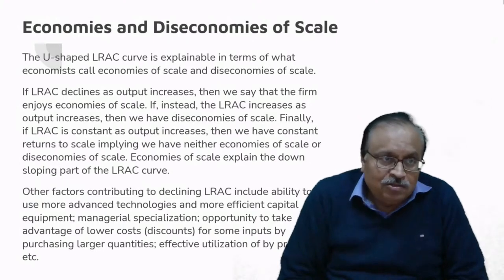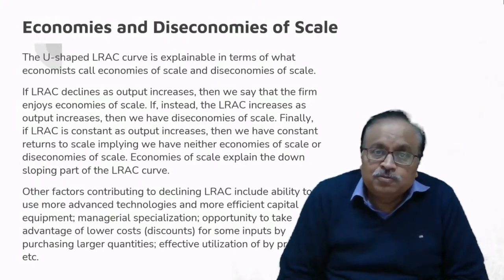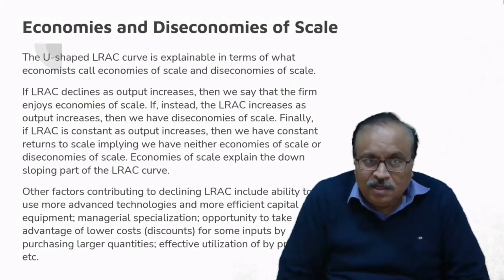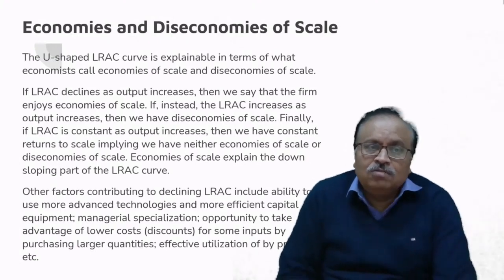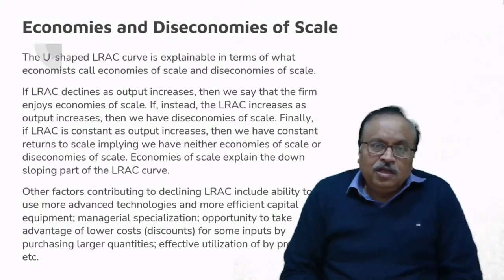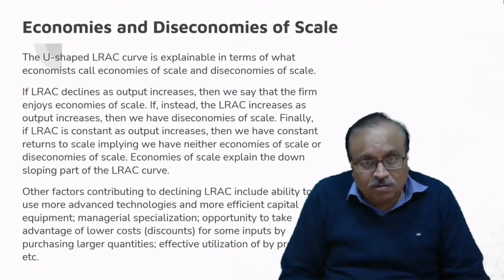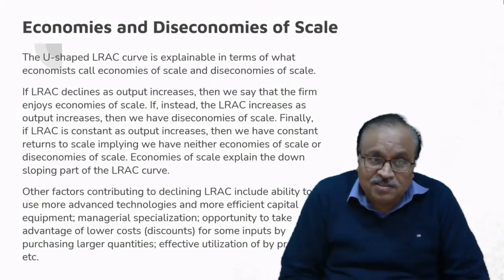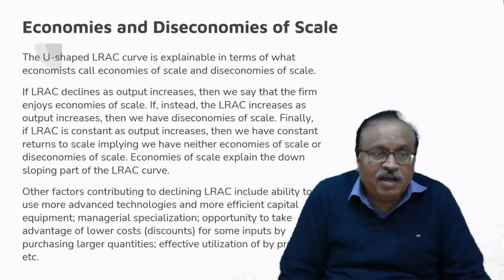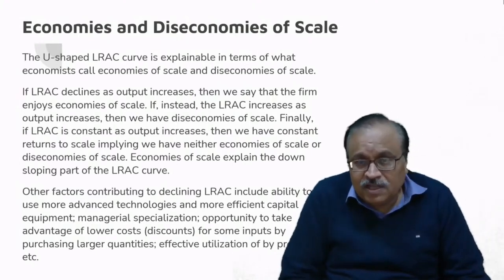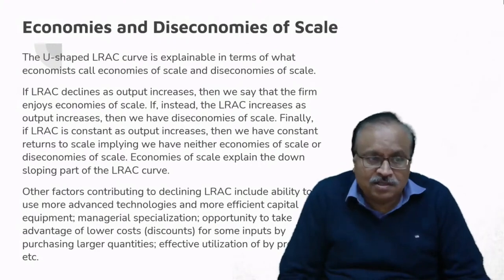The U-shaped LRAC curve is explainable in terms of what economists call economies of scale and diseconomies of scale. If LRAC declines as output increases, then we say that the firm enjoys economies of scale. If the LRAC increases as output increases, then we have diseconomies of scale. Finally, if LRAC is constant as output increases, then we have constant returns to scale, implying we have neither economies of scale nor diseconomies of scale. Economies of scale explain the downsloping part of the LRAC curve.